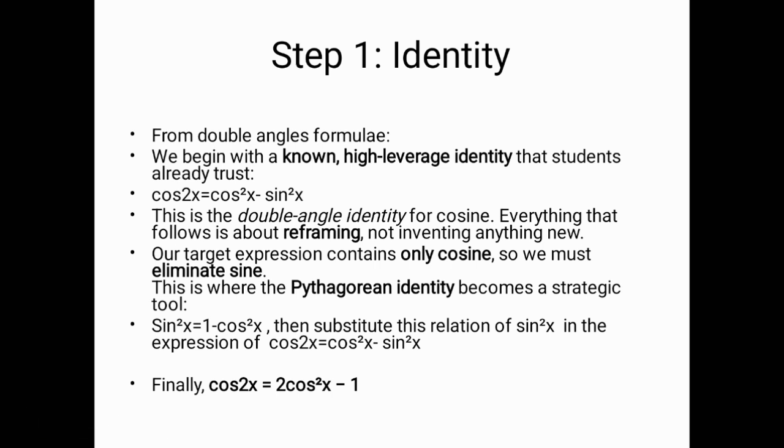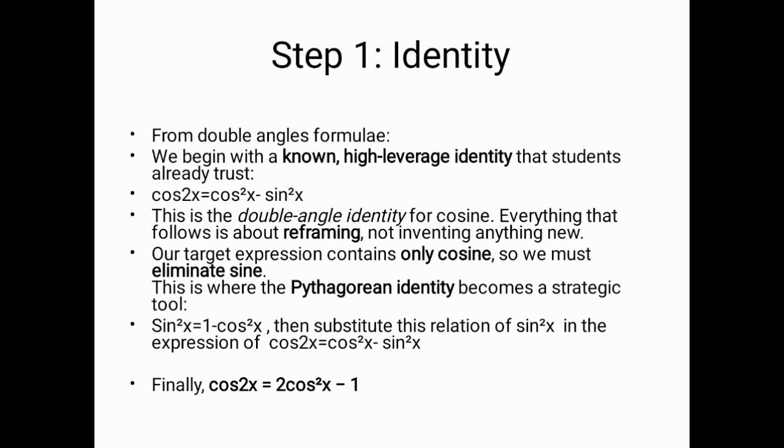Then our target here is to eliminate the sine, and we get an expression which involves only cosine. This is where the Pythagorean identity becomes a strategic tool. Very simple and easy. From the fundamental formula, we know that sin square x is equal to 1 minus cos square x. Then substitute this relation of sin square x in the expression of cos 2x, which is equal to cos square x minus sin square x. Finally, cos 2x will be equal to 2 cos square x minus 1.